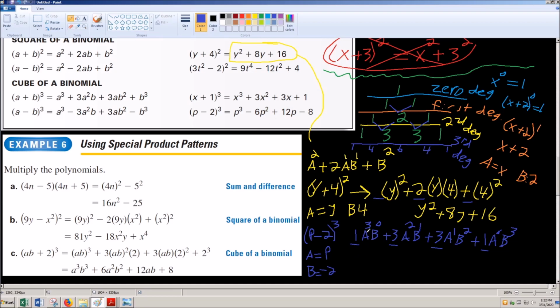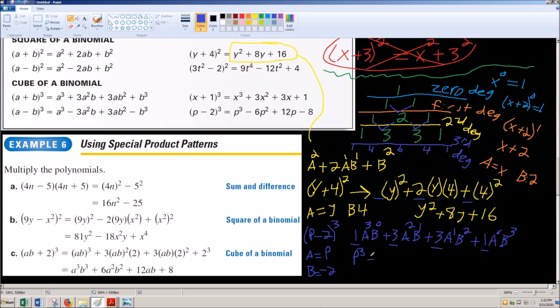But let's write this out and just finish up with this example. So looking at this one here, 1 is just going to be 1, so cool. A value is p, so here I just get p to the third. And now my b value is going to be raised to 0, so that's just going to be 1. So this just ends up being p cubed.